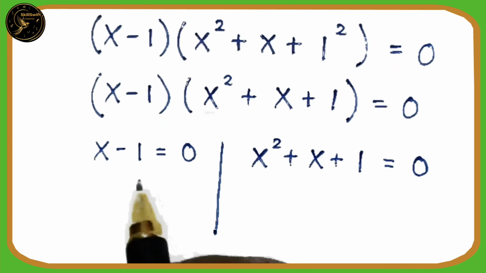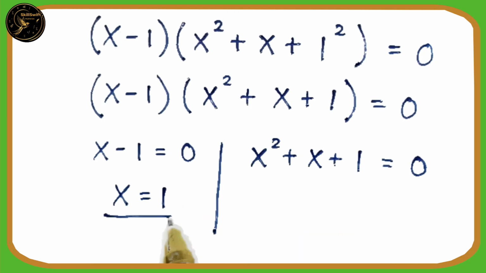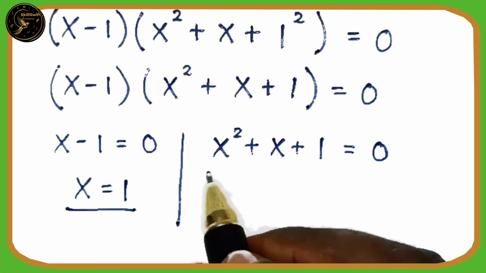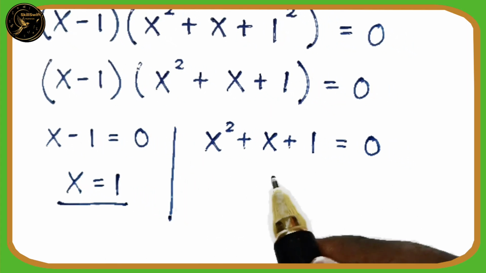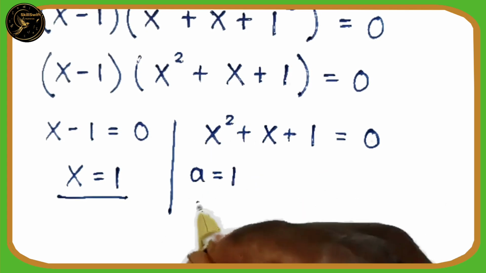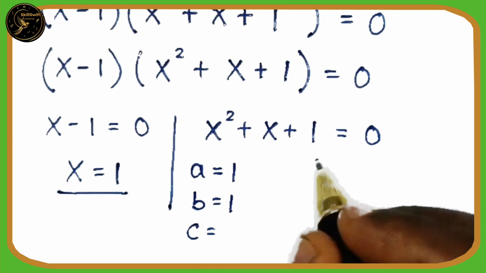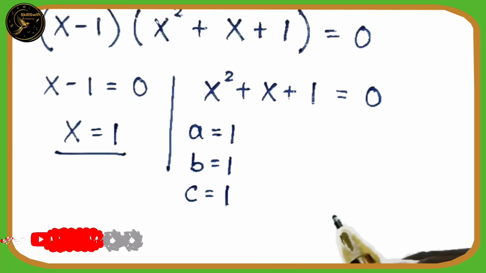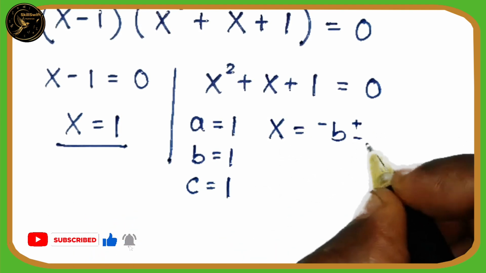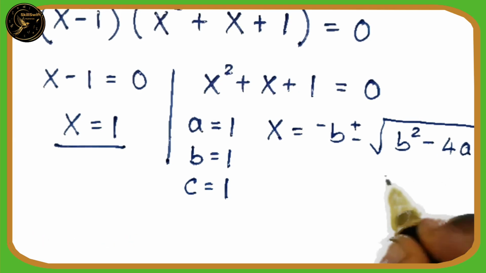Then from here, take negative 1 to the other side, so x is equal to 1. This is the first solution, which is a real solution. Then to solve the quadratic equation, we use the quadratic formula. The coefficients: a is the coefficient of x squared, which is 1; b is the coefficient of x, which is 1; and c is the constant, which is 1.